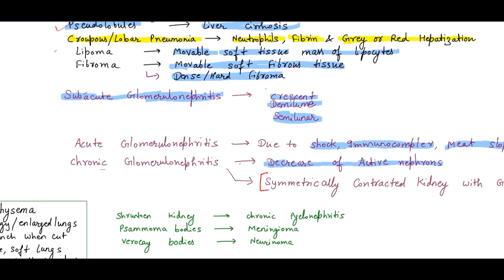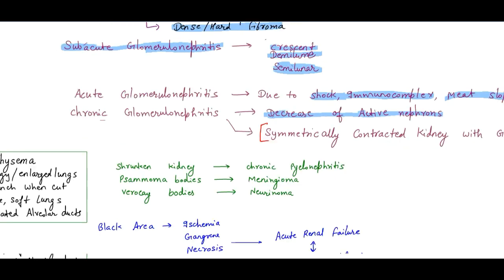Shrunken kidney is seen in chronic pyelonephritis.